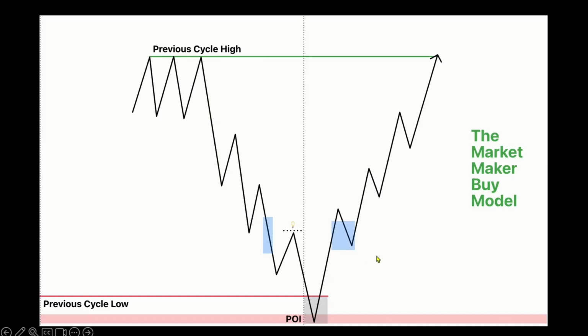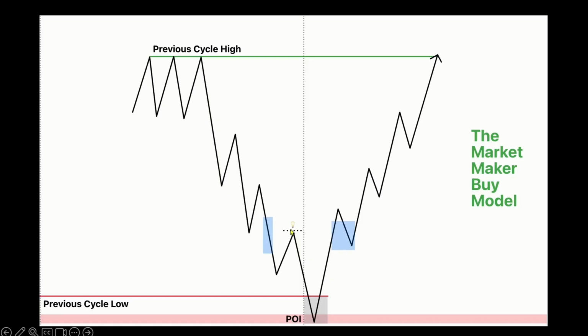It's a displacement when we see the following occur, where we see a crucial low get taken out within a market maker buy model, and we see the market trade into our point of interest. This is where our smart money reversal takes place, and we see the market displace higher. We see the market run higher aggressively, trading with speed and velocity above this high.